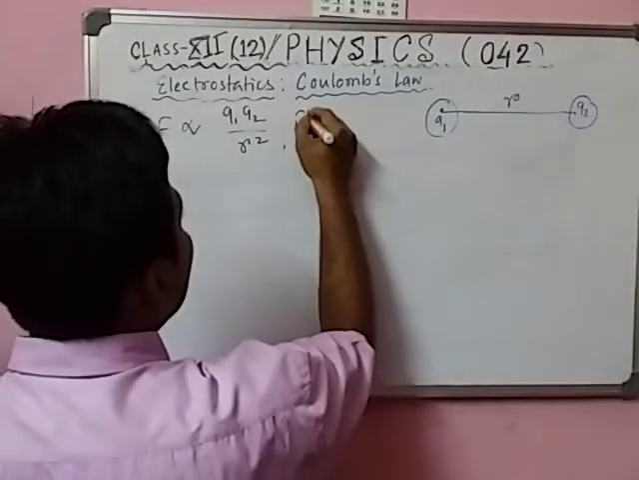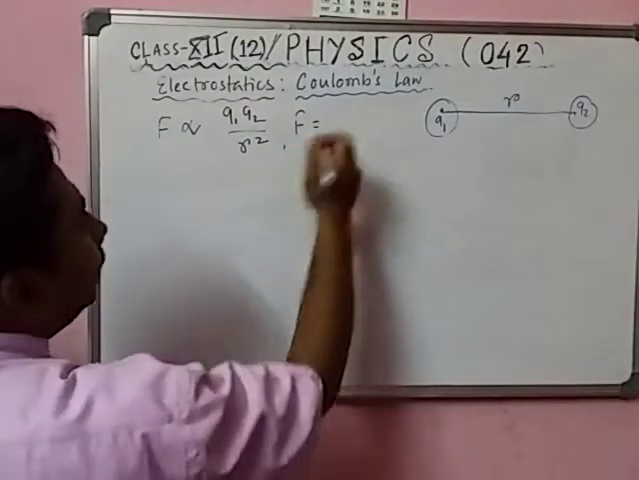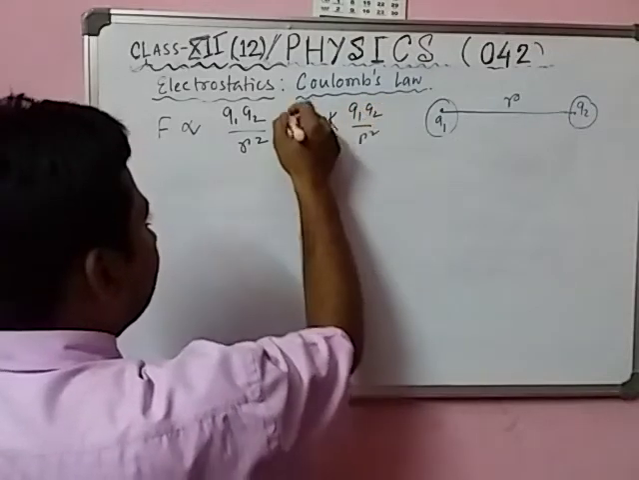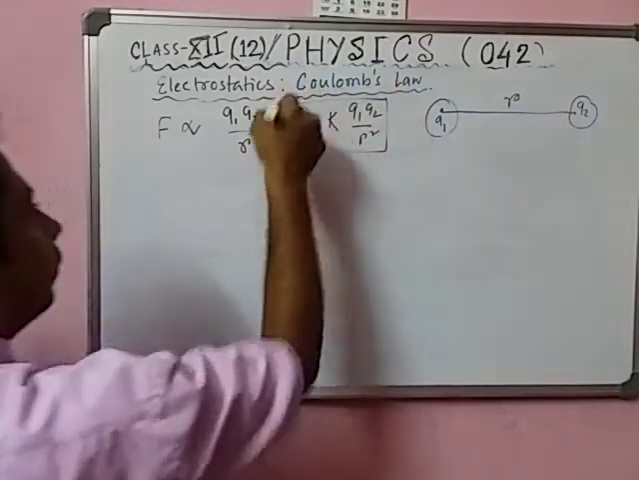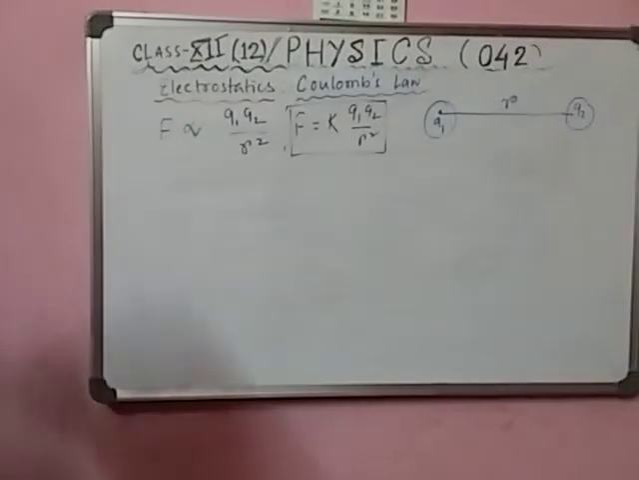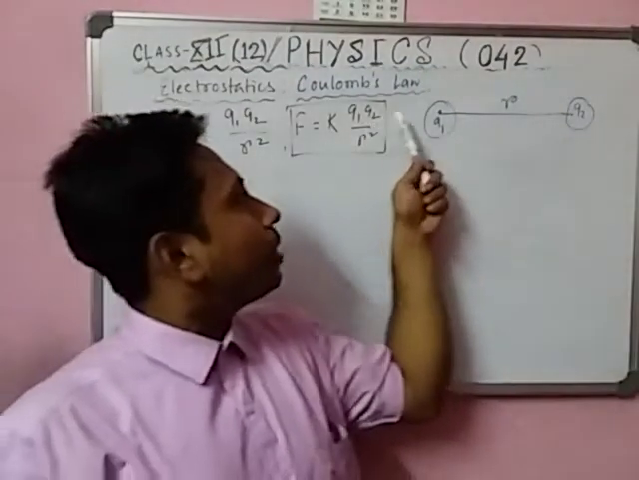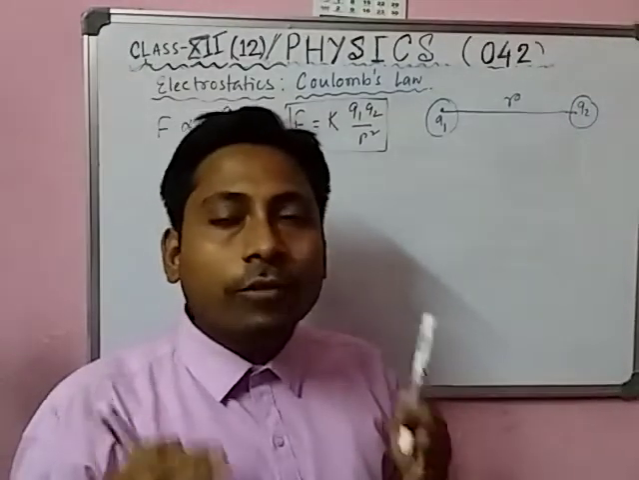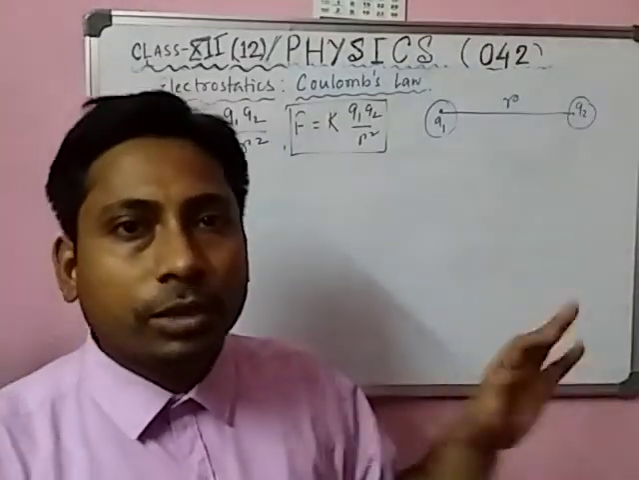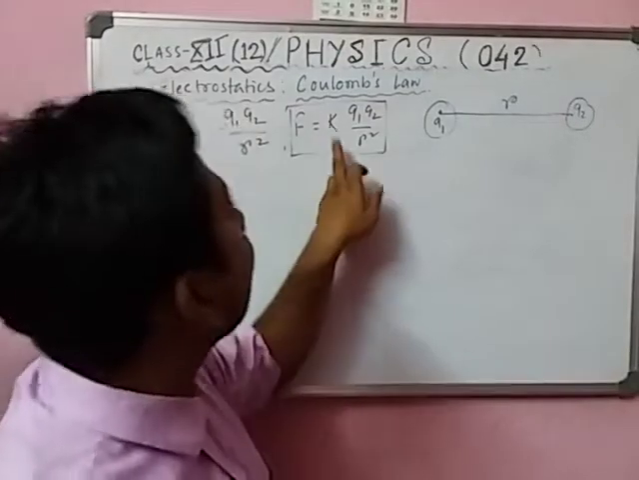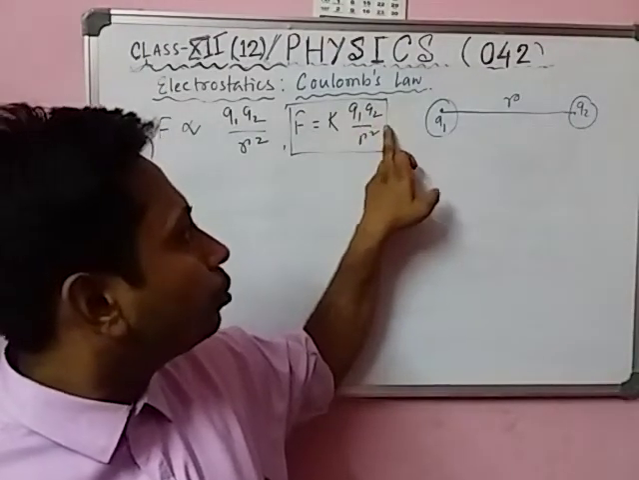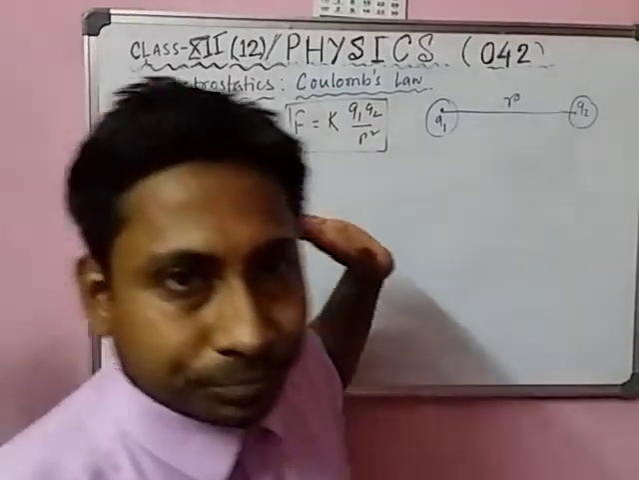Now if you put the proportionality constant here, you can write F equals K Q1 Q2 by r square. This is your Coulomb's law. Very easy format I have written. Say with me: force of attraction or repulsion F is equal to the constant K times the product of the charges Q1 Q2 by r square.